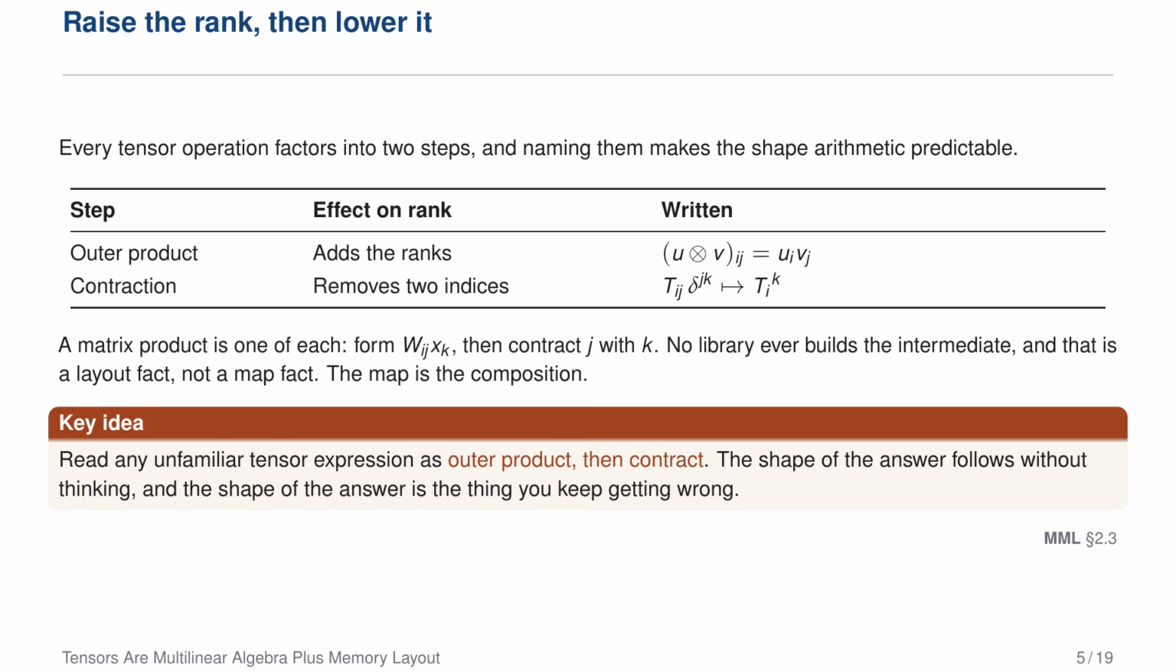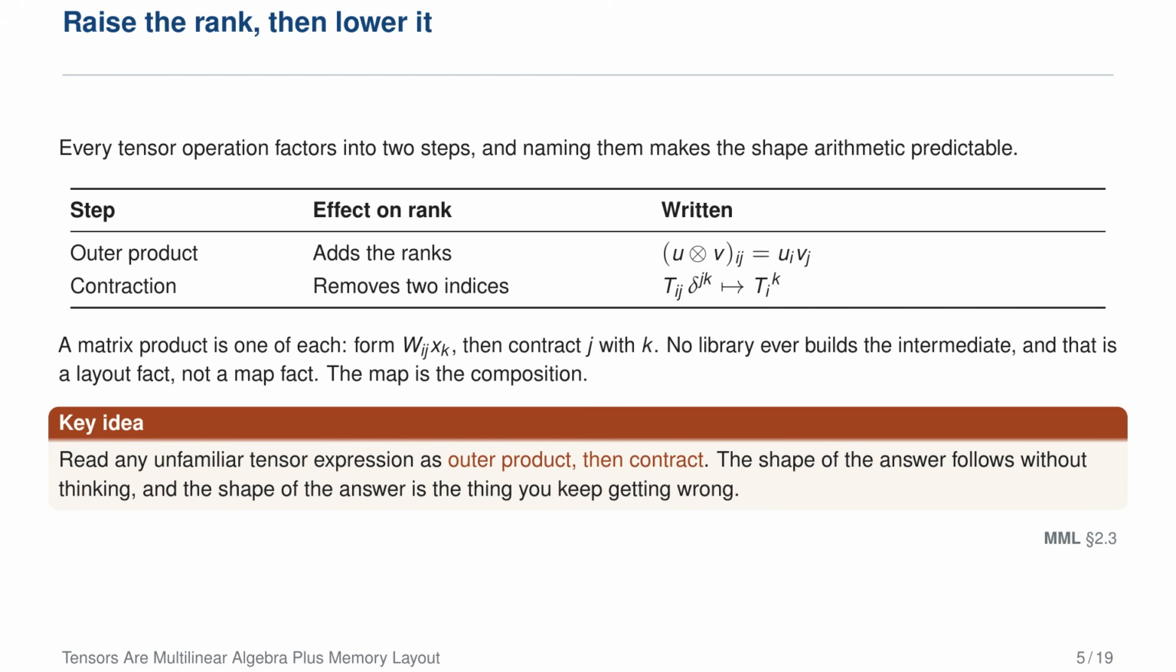There is a second habit worth forming, which is that every tensor operation factors into 2 steps. The first step is the outer product, which adds the ranks. The outer product of u and v has components u sub i times v sub j. The second step is contraction, which removes 2 indices by summing a repeated one. A matrix product is one of each.